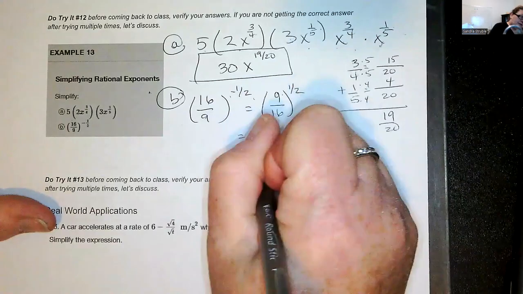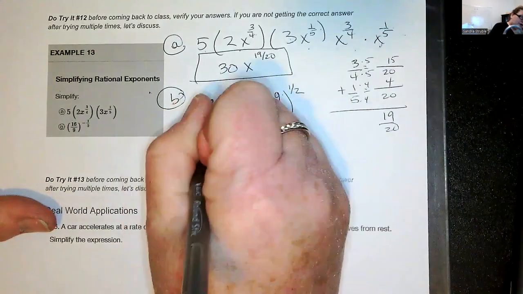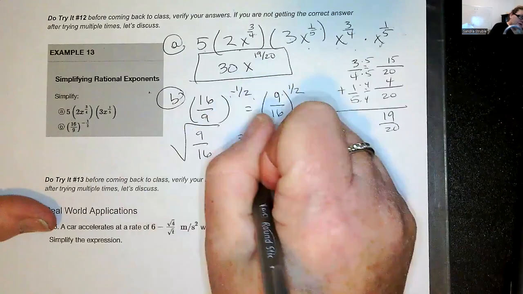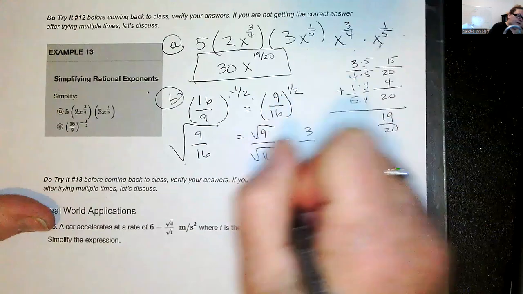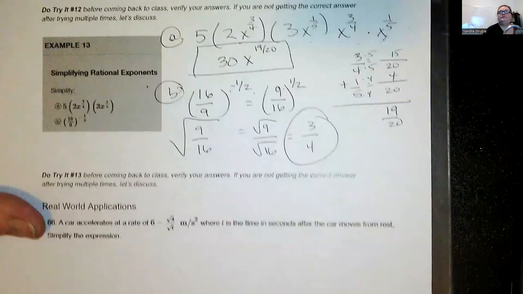So now we've got the square root of 9 over the square root of 16. Well, actually, it comes out to the square root of 9/16. And I'm going to do it like this instead. Okay. So square root of 9 is 3. Square root of 16 is 4. And that's our final answer.